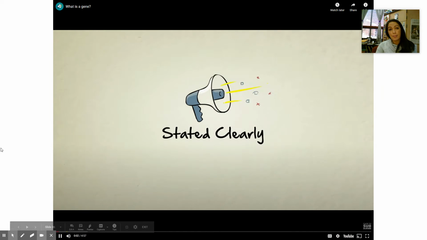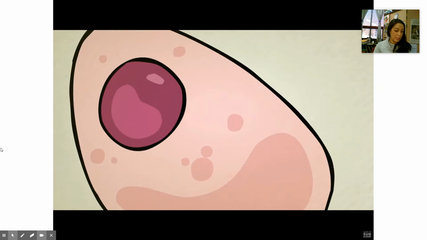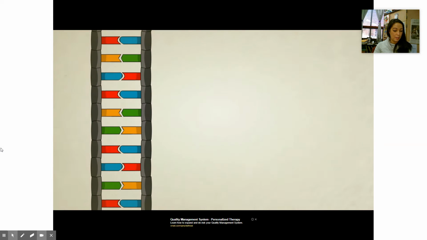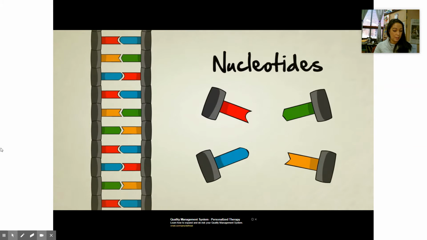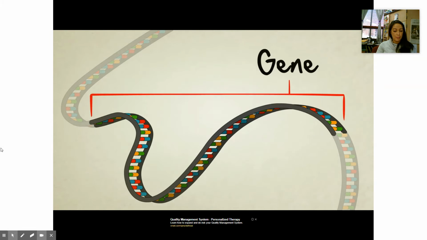Stated Clearly presents, what exactly is a gene? Each one of our cells contains 46 strands of DNA. A single strand is made of millions of particles called nucleotides, and these nucleotides come in 4 different types, which scientists have labeled A, C, T, and G. A gene is a special stretch of DNA, a sequence of A's, C's, T's, and G's that code for something.